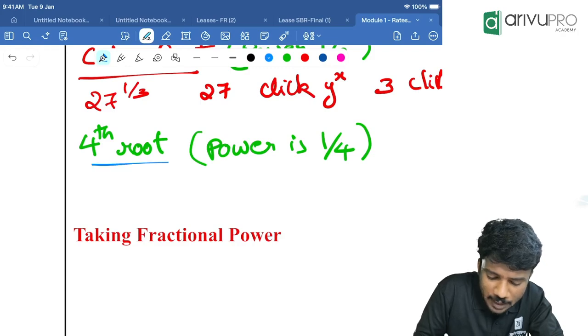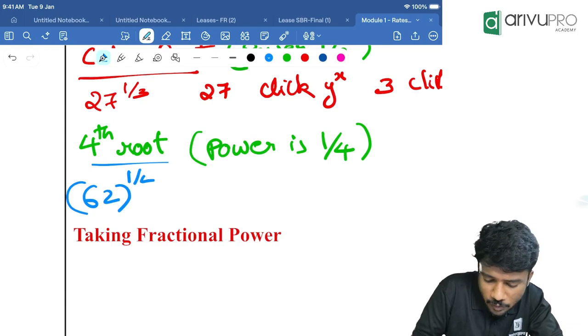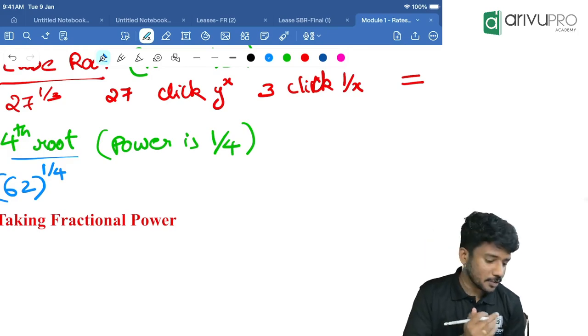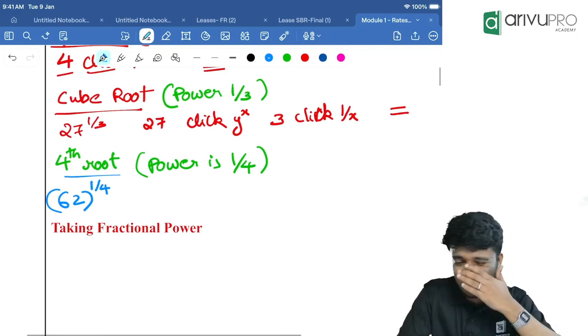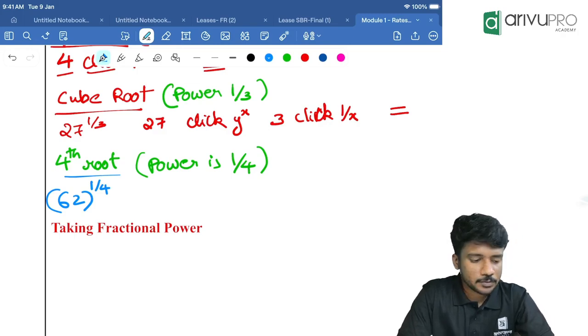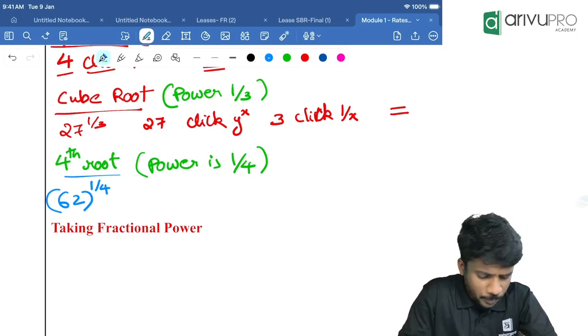Now the first question for you to solve. Find the value of 62 raised to 1 by 4. Get me the value. Please try. Everyone, take your calculator, start off and get me the value. Use our method. It will help you out. So how much did you get? You got 2 point something.